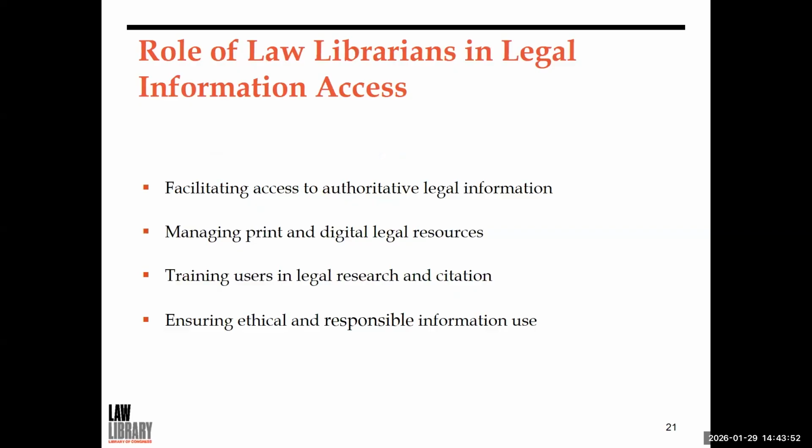Role of law libraries in legal information access. One, I've said, is to facilitate access to authoritative legal information, whereby you guide users to official websites. I can say that law librarians act as gatekeepers to reliable legal sources. We guide users to official statutes, case law reports, and reputable legal databases. Ensure the information that you're providing is accurate, current and authentic.